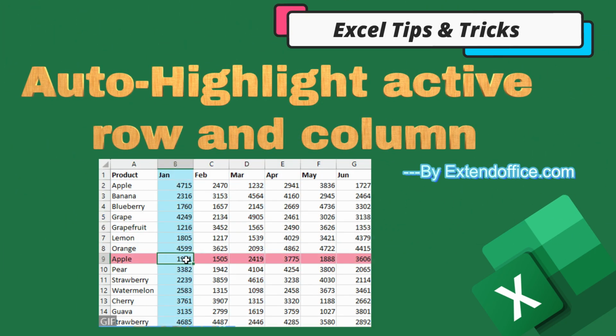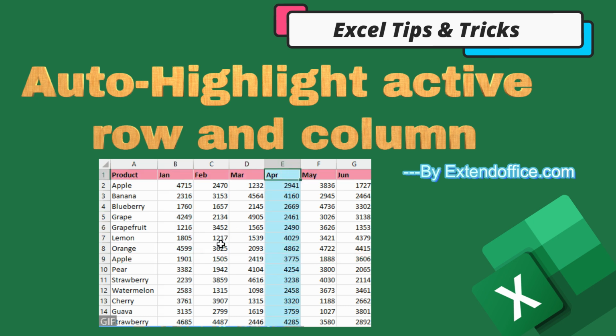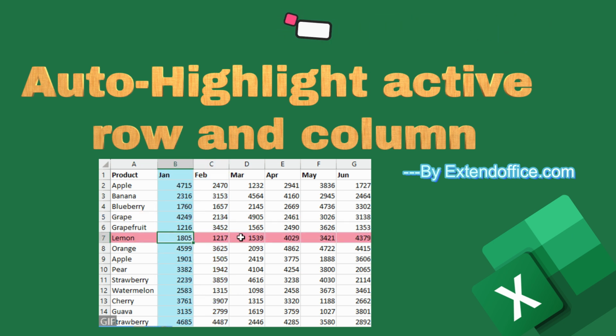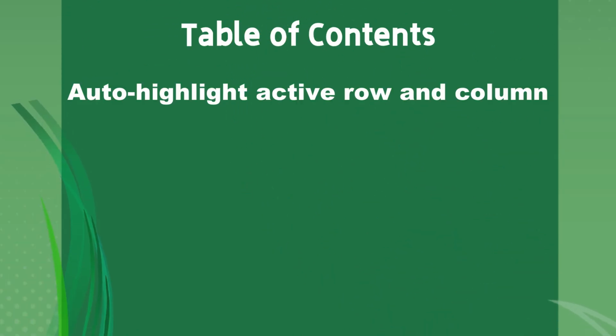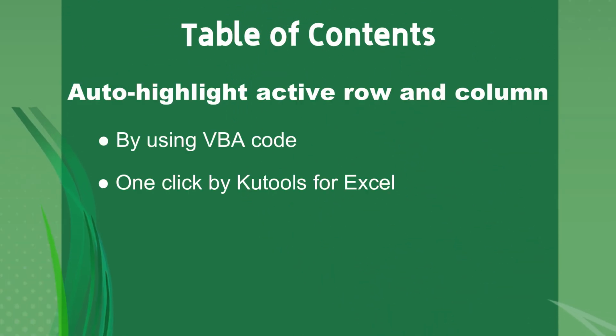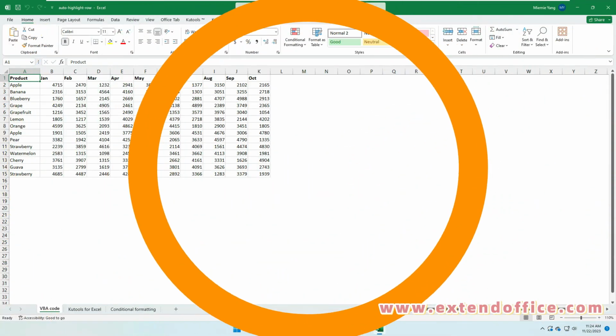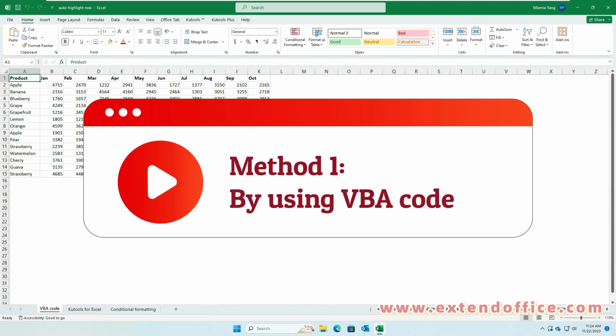In this video, we will introduce some ways to dynamically highlight the row and column of a selected cell in Excel. This video will introduce 3 methods for auto-highlighting active row and column. Method 1, by using VBA code.